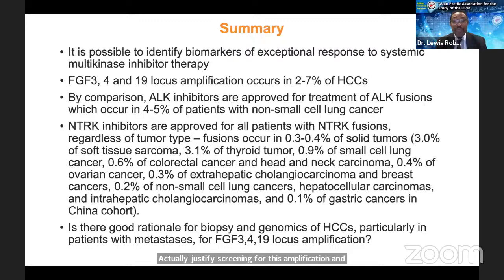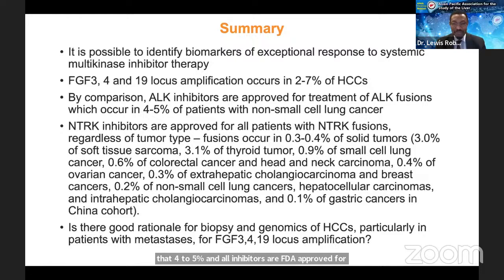Now, one of my colleagues, Professor Alex Ajay at Cleveland Clinic, treats patients with lung cancer. And what I see in lung cancer is that they use ALK inhibitors to treat patients who have these ALK kinase fusions. Now, ALK fusions occur in 4% to 5% of patients with non-small cell lung cancer. But Professor Ajay screens all of his patients with non-small cell lung cancer to find that 4% to 5%, and ALK inhibitors are FDA approved for the treatment of that small fraction of non-small cell lung cancer patients.